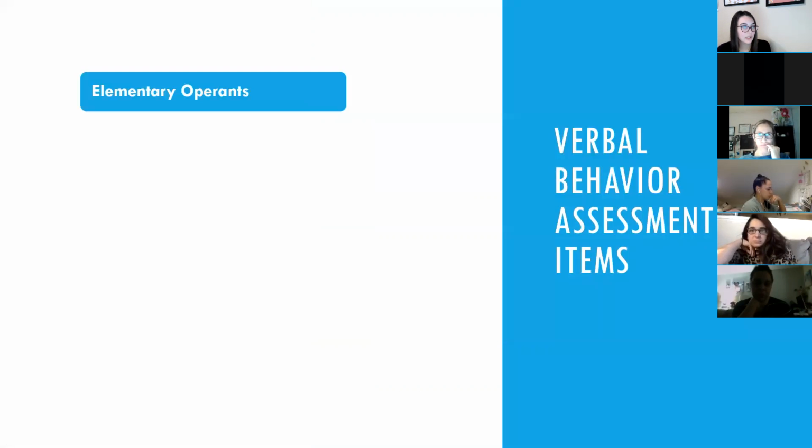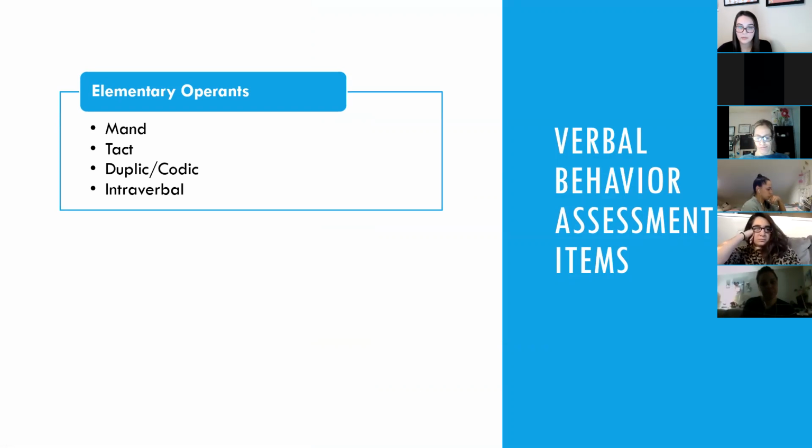All right, so let's look at those first two, the elementary operants. You should know them all. If not, there is a part 2 that we did before this, so that you can learn about all the elementary operants. But these are your mands, your tacts, your duplic, which is your echoic, mimetic, all of textual, those fun ones. And then intraverbals.